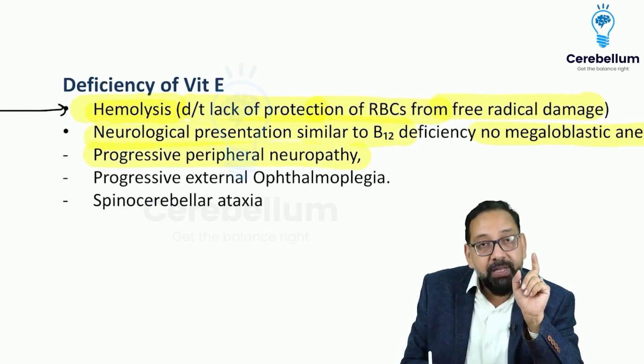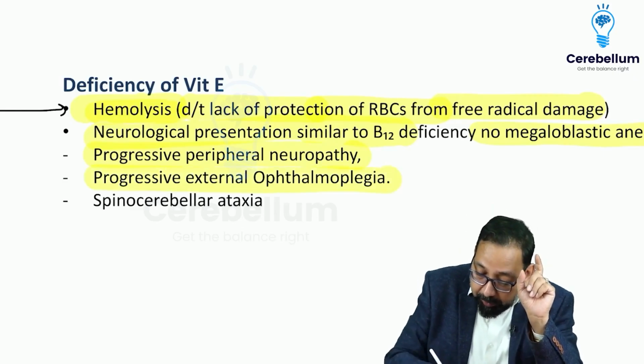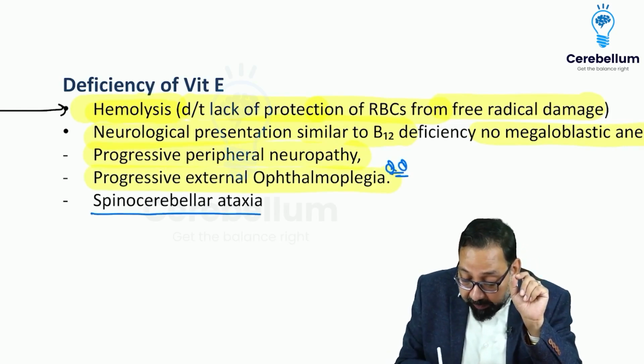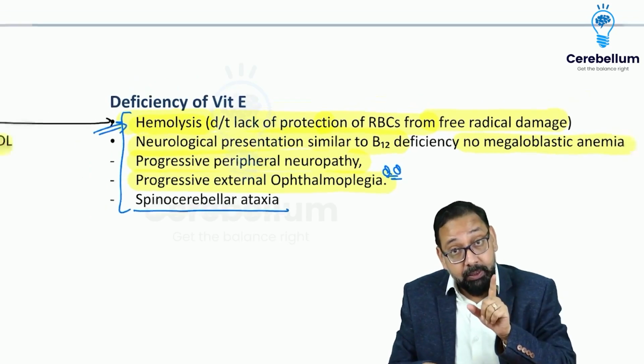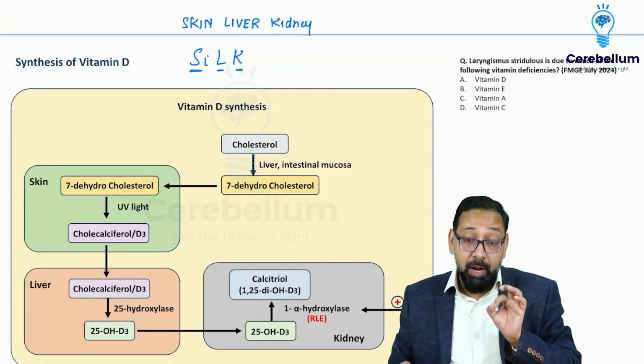Progressive peripheral neuropathy would be there. Progressive external ophthalmoplegia. Yes, this is important. Yes, spinocerebellar ataxia, vitamin E deficiency, and also hemolysis. Important. Vitamin D synthesis questions are asked.